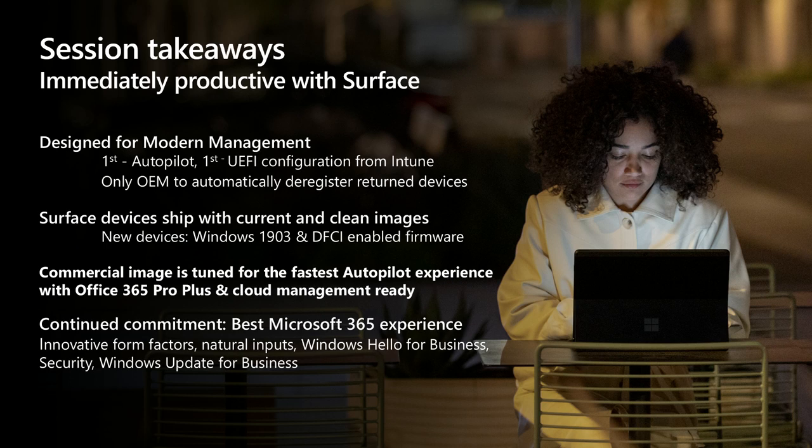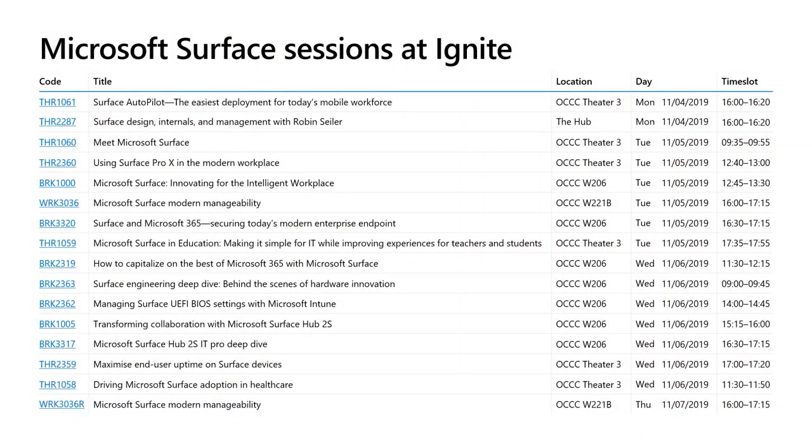Surface also has a commitment to continue to be the best device for Microsoft 365. And this goes from our innovative form factors to our natural inputs. All of our devices have simple and secure login with Windows Hello for Business because all of our devices support the infrared camera. We have the ability to support all of the advanced security features within the Microsoft 365 stack on all of our devices from a hardware perspective. And again, all of our devices deliver all firmware, drivers, and everything you need straight from the cloud. So it really is the best device for that.